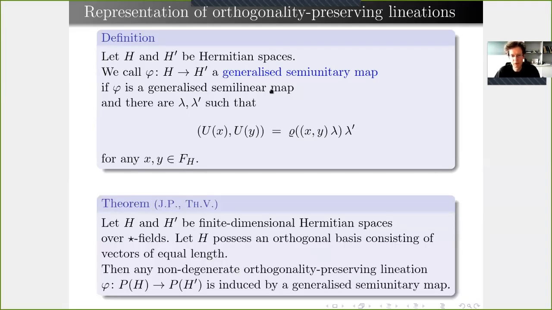Now the question, when a generalized semilinear map that preserves an orthogonality relation is actually a generalized semi-unitary map, is quite difficult, and we could answer the question only under particular circumstances, namely if our Hermitian spaces are over commutative skew fields, so that means over fields, and if there's a basis that consists of vectors of equal length, then a non-degenerate orthogonality preserving lineation is induced by a generalized semi-unitary map.